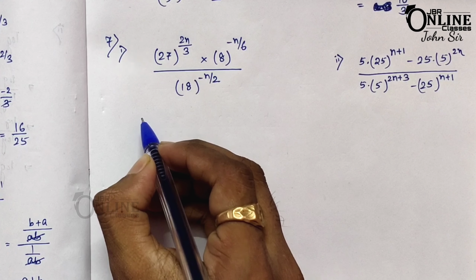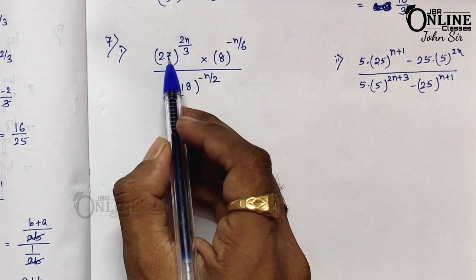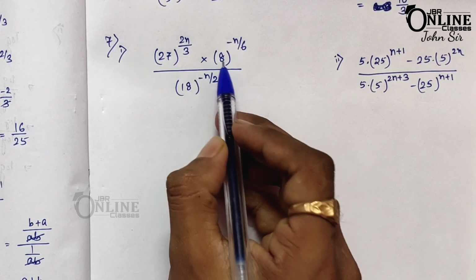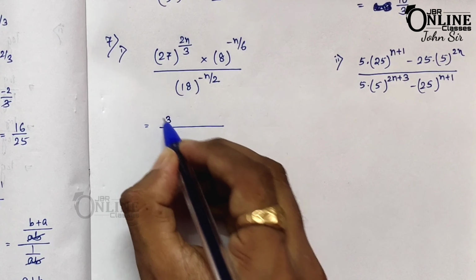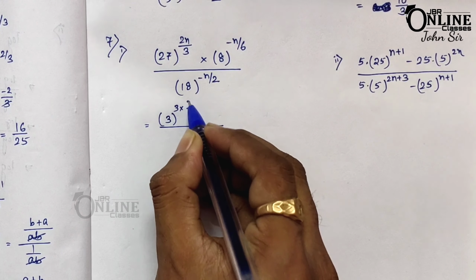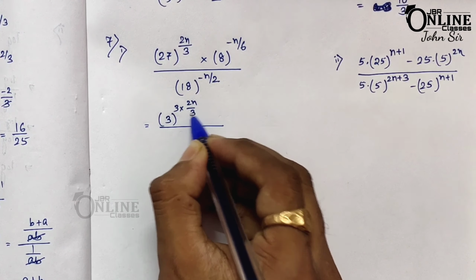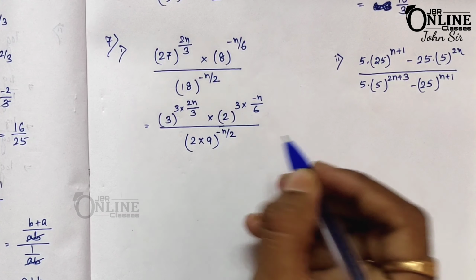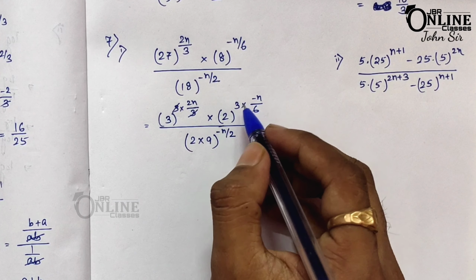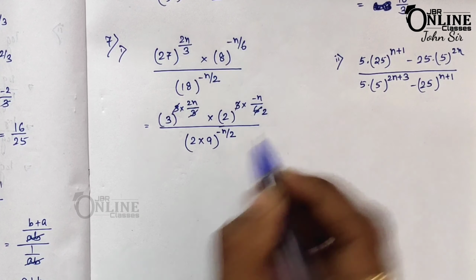Now here sum number 7, 1. 27 to the power 2n by 3, 8 to the power minus n by 6. Now 27 means 3 to the power 3. So here 3 to the power 3 into 2n by 3. 8 means 2 to the power 3. So 2 to the power 3 into minus n by 6. Here 18. Okay, 18 means 2 into 9 whole to the power minus n by 2. 3 cancel out. Here 3 twos are 6.